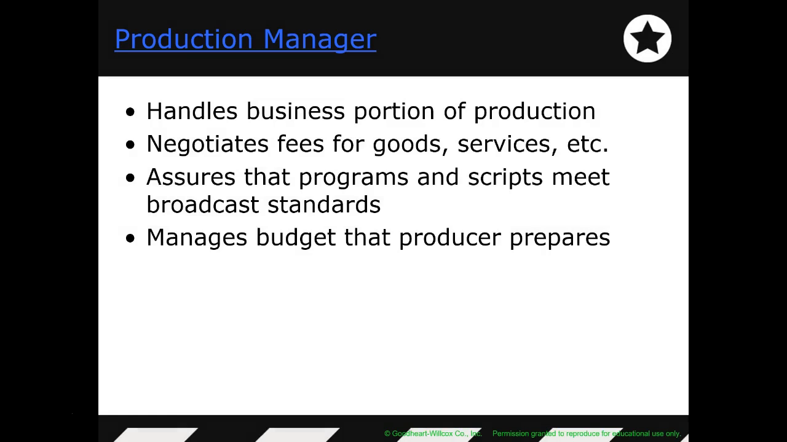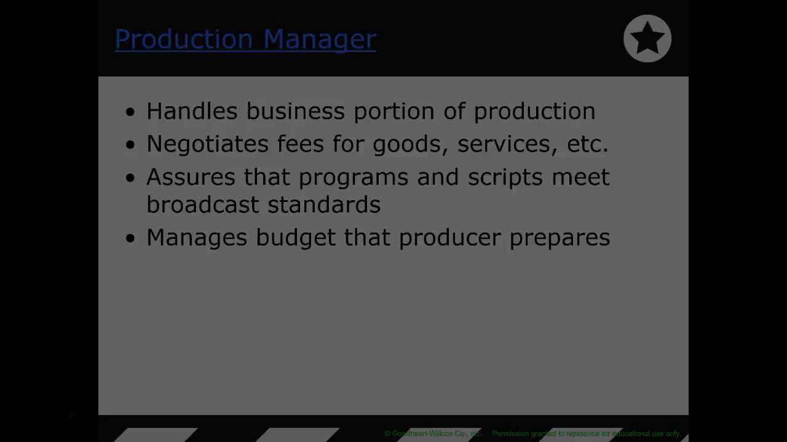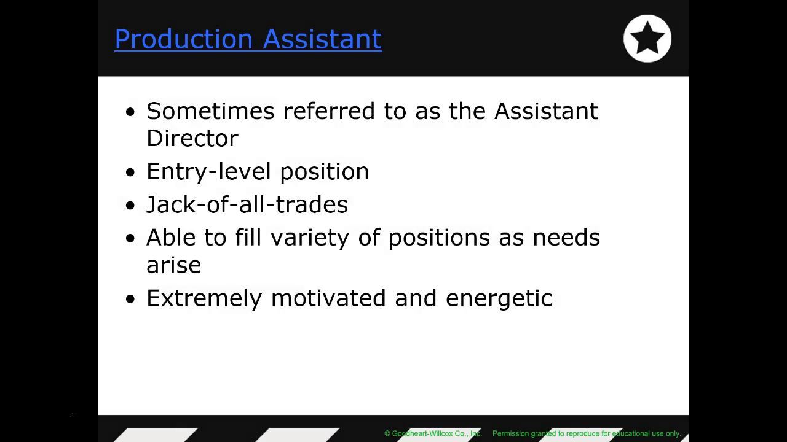Production managers handle the production services. So this could be making sure the right equipment's where it's supposed to be, and making sure that scripts get to anchors or to actors. Things like that. Production assistants are essentially entry-level positions who just help across the board.